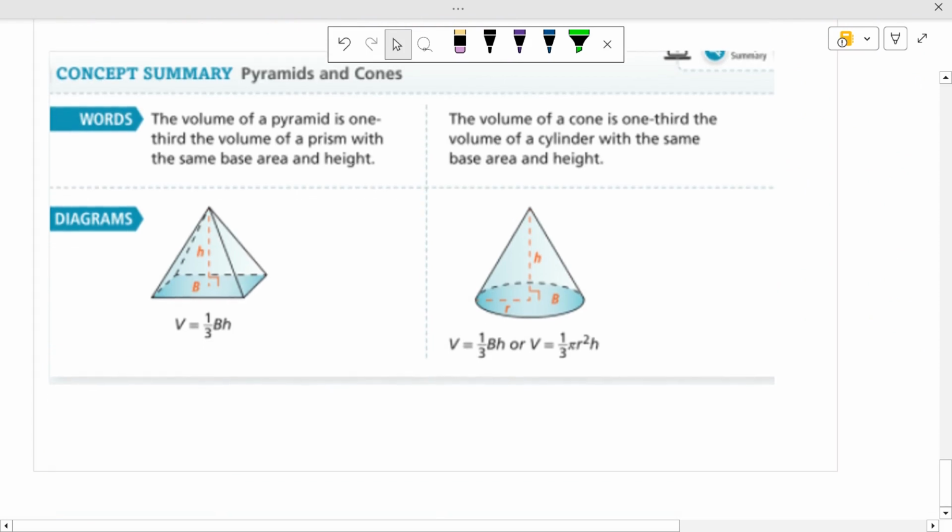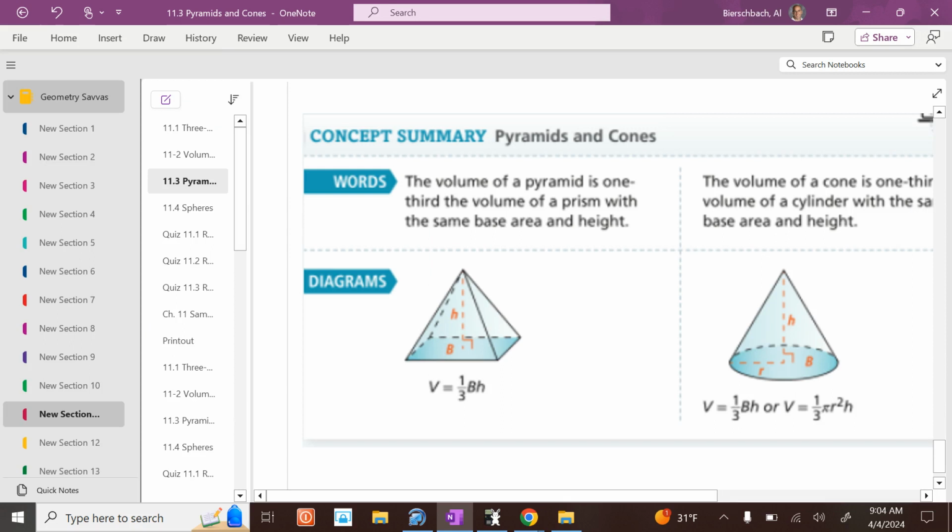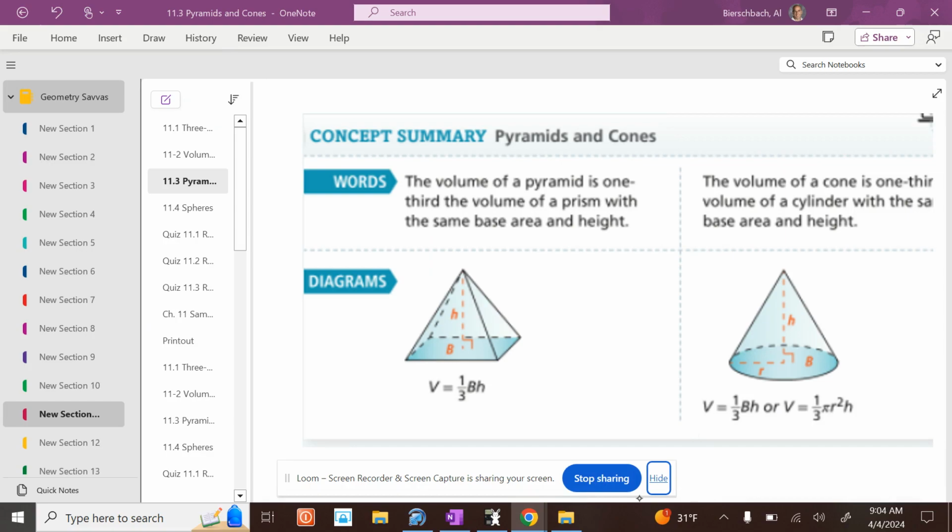Okay, so there's your formulas. Your homework problems might be just a little bit more difficult, but they aren't going to be out of this world difficult.